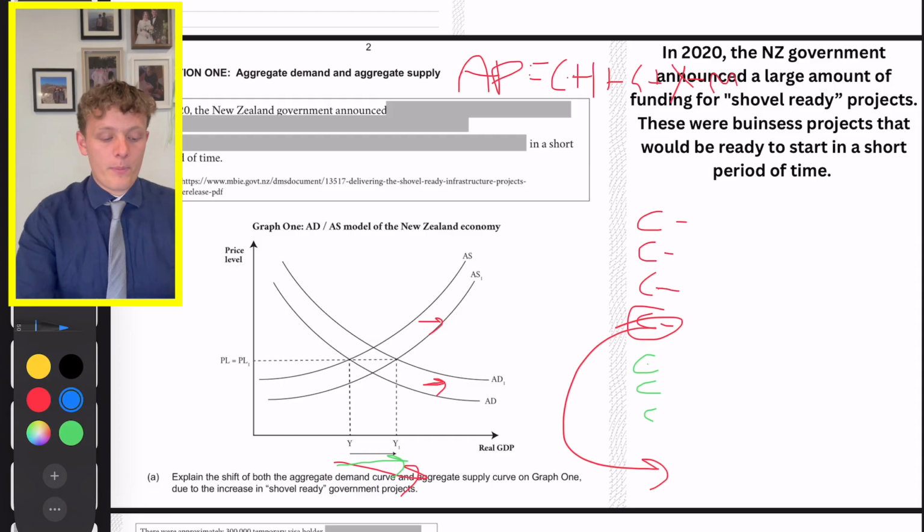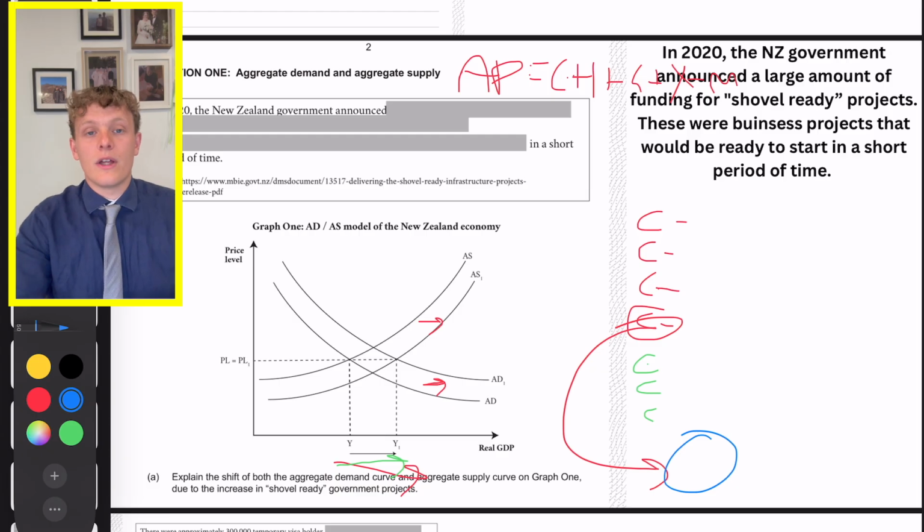And then finally, not a big concluding paragraph, but the conclusion of all together, to say both the increase in AD and the increase in AS will combine to result in an increase in growth, or an increase in GDP from Y to Y1, representing economic growth.